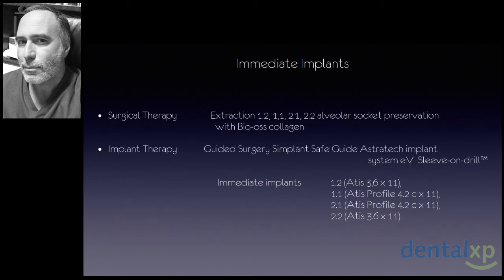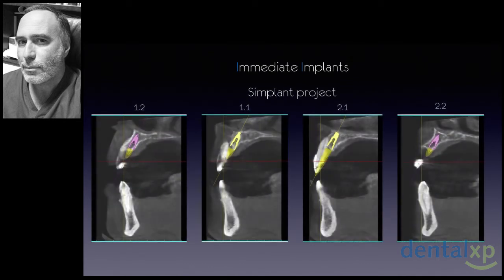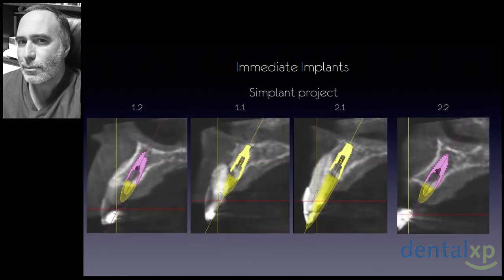With a guided surgery implant, Safe guide, Astra Tech implant system, and immediate implants with the Astra Tech implant system: 3.5 for 11 in the lateral, and Astra Tech implant system Profile 4.2 conical for 11 in the central incisors. We can see the highly difficult project with simple diagnostic software and the guided surgery. And here we can see the difficulty in performing freehand surgery in this case.